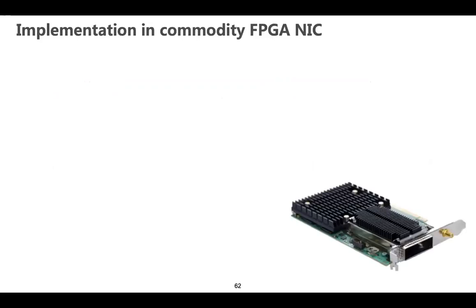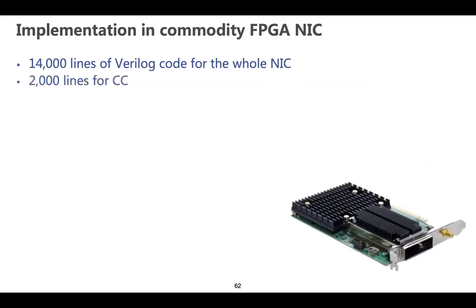We have implemented HPCC in commodity FPGA NICs. We have a total of 14,000 lines of Verilog code for the whole NIC, but among them, only 2,000 lines are for the congestion control. So it's very lightweight. And moreover, it only consumes less than 2% of total hardware resources.